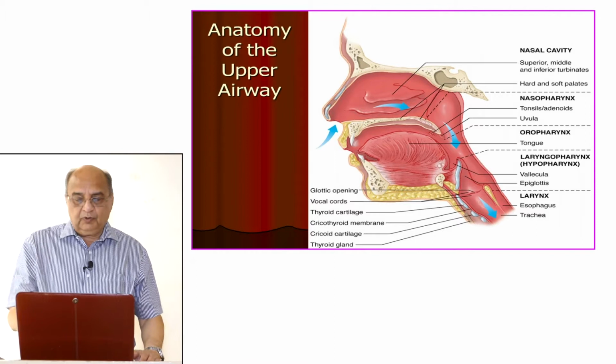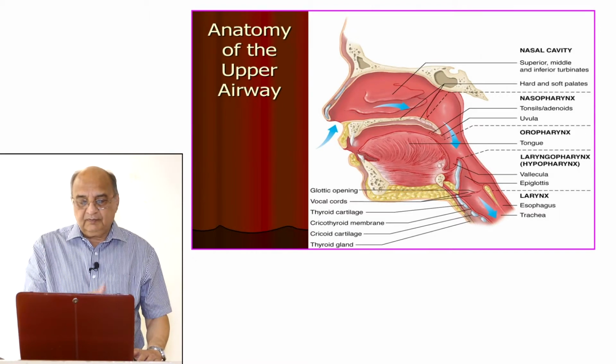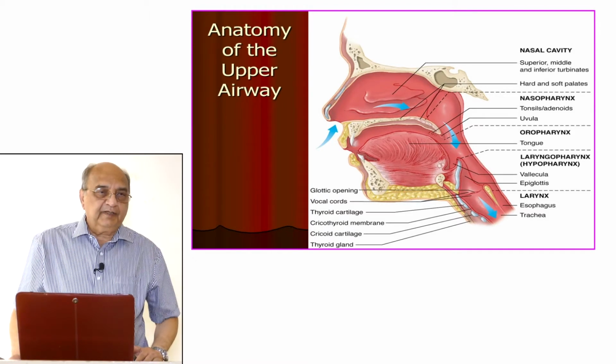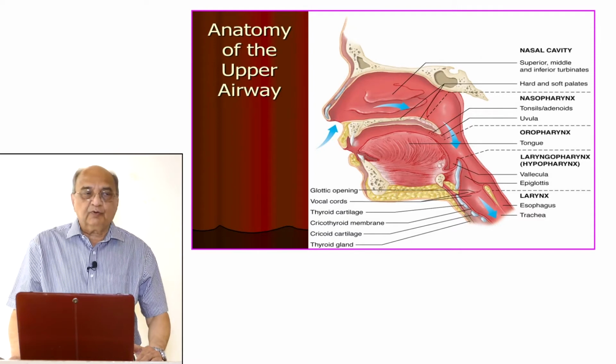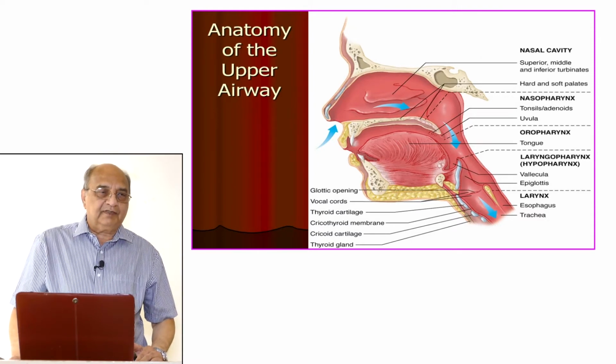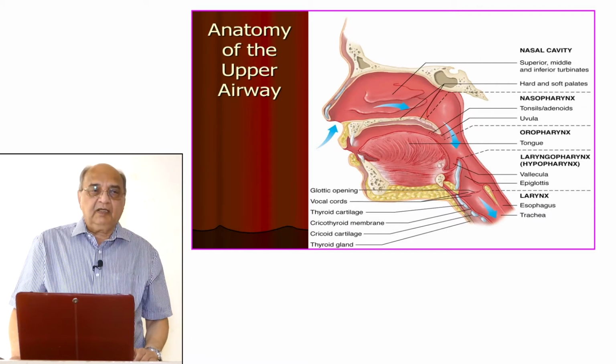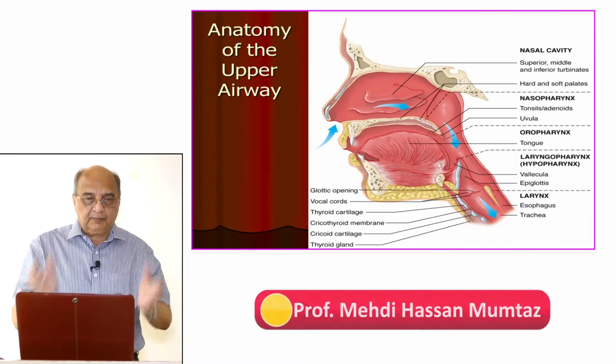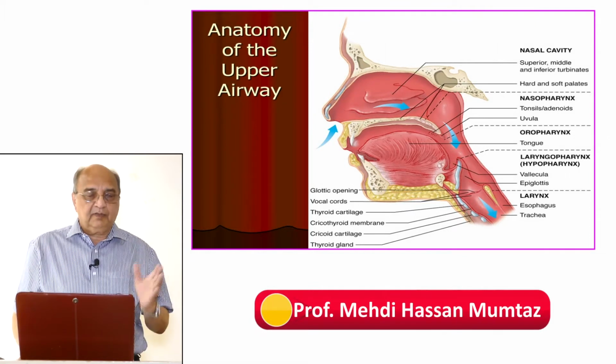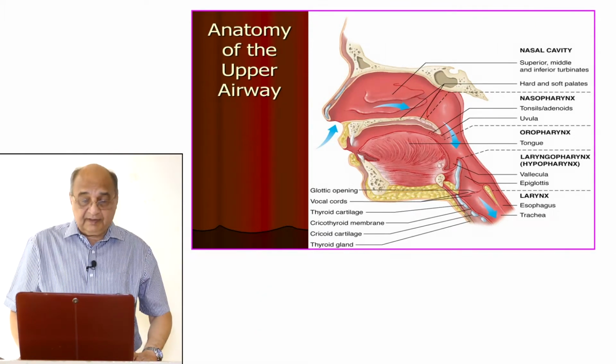So in this, you all know, it passes through the nose, then goes into the nasopharynx, then goes into the oropharynx, then goes into the laryngopharynx. Before it goes to the laryngopharynx, it goes into the larynx, and there are different parts of the larynx also. It passes through the laryngeal aperture and goes into the trachea.